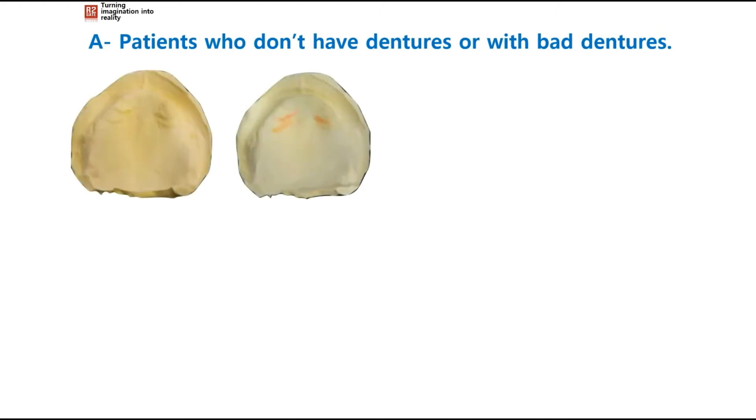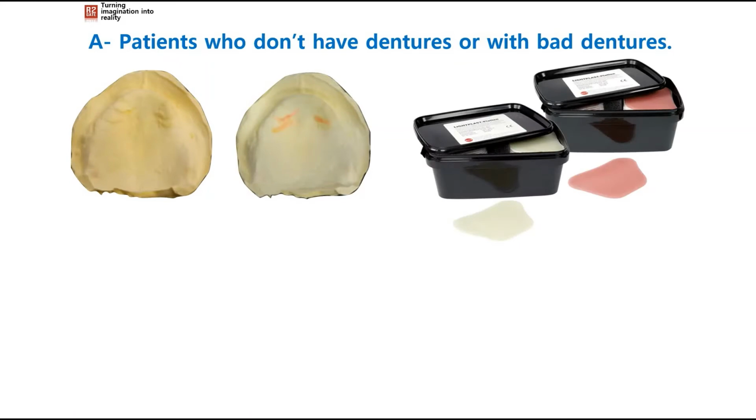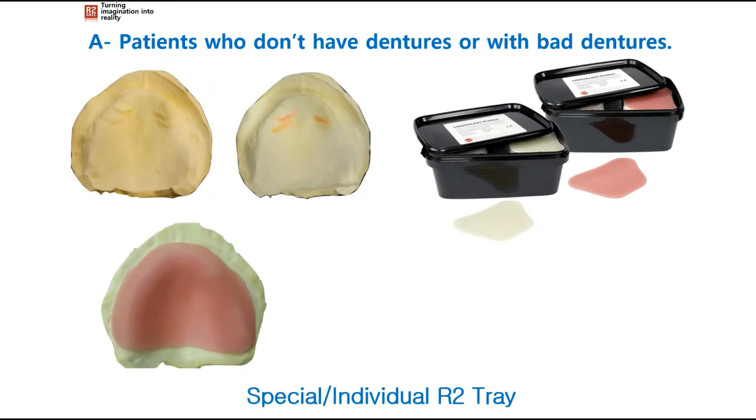The way we manage these cases is we always start with an impression. So in this case, I took impressions, and then the next step is I will make what we call a special or an individual R2 tray. If you remember, just a few moments ago, we talked about the R2 tray, and its main feature is that it is a radio-opaque tray, which means that it shows in the CBCT. And this is actually what we want.